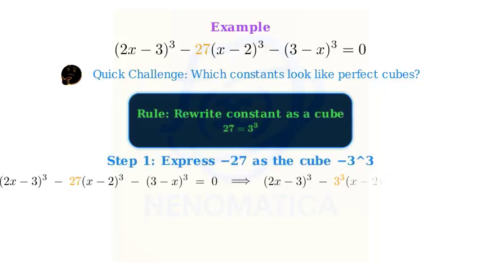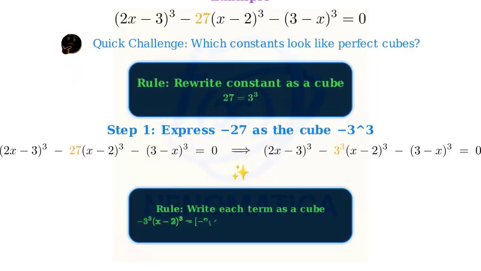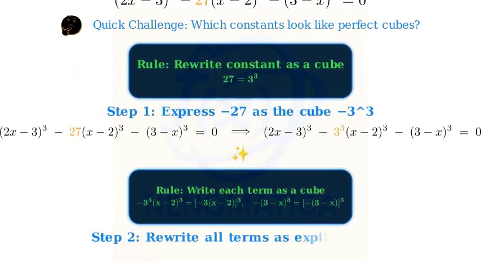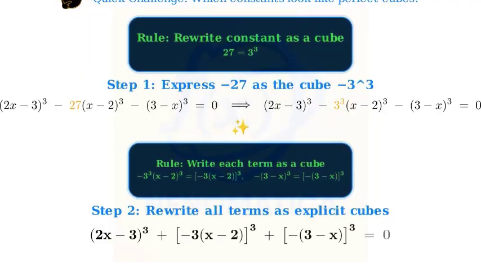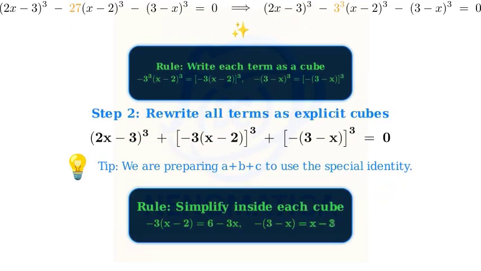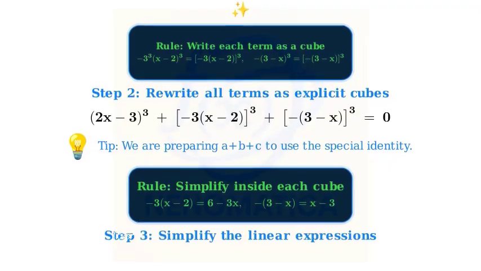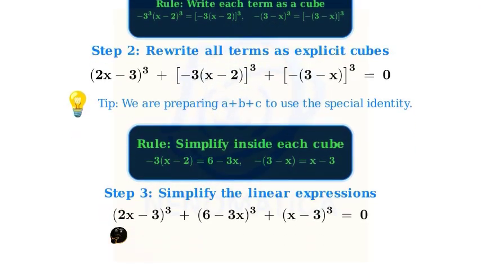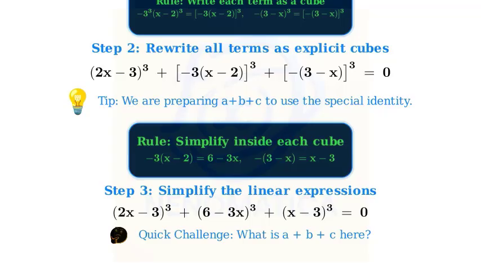Then rewrite negative 27 times the cube of x minus 2 as negative 3 cubed times the cube of x minus 2. Step 2. Write each term explicitly as a cube. Negative 3 cubed times (x minus 2) cubed can be grouped as the cube of negative 3 times (x minus 2). And the negative of (3 minus x) cubed is the cube of the negative of (3 minus x). Step 3. Simplify the linear expressions inside each cube. Negative 3 times (x minus 2) becomes 6 minus 3x, and the negative of (3 minus x) becomes x minus 3.